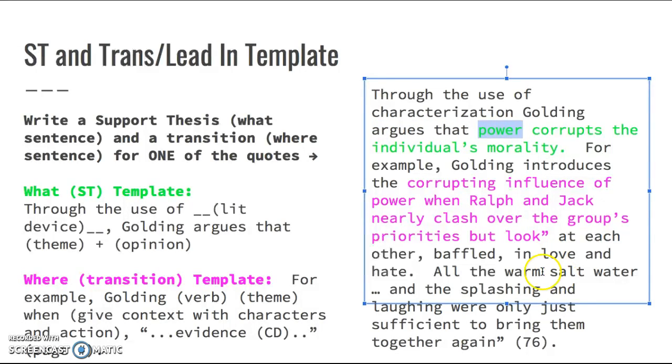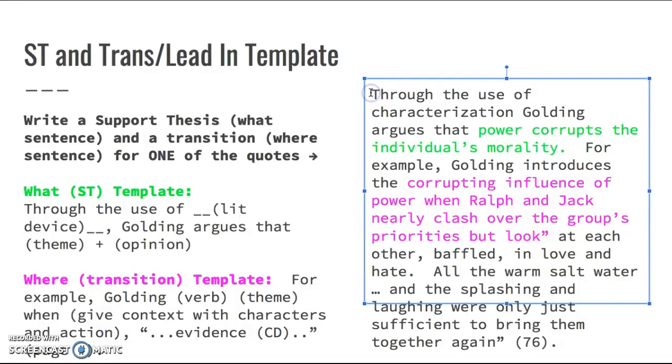Power, right, I got power, because it was just barely sufficient to bring them together again. They were arguing about who should be in charge. Argues that power corrupts the individual's morality. Oh, because how do I know it's morality? Because they were baffled, meaning confused, in love and hate. They should have just automatically been kind to each other, but because of that power struggle, they got confused between loving each other and hating each other. Thus the moral corruption.